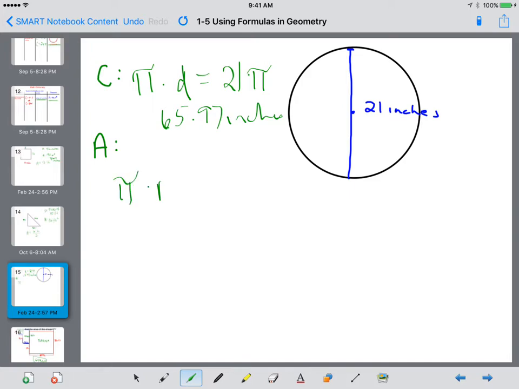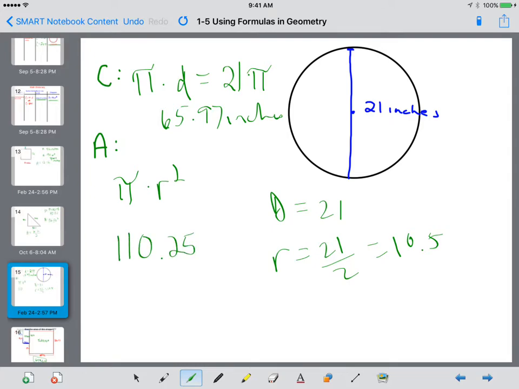Area is pi times the radius squared. So if the diameter equals 21, the radius is half of 21. So half of 21 is 10.5. So if we take 10.5 and square it, we get 110.25 pi is our area, and that is inches squared. If we multiply by pi, we want to get an answer that we're going to round. It'd be 346.36 inches squared.